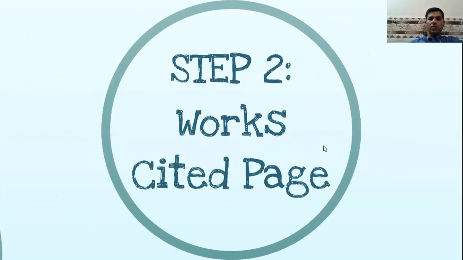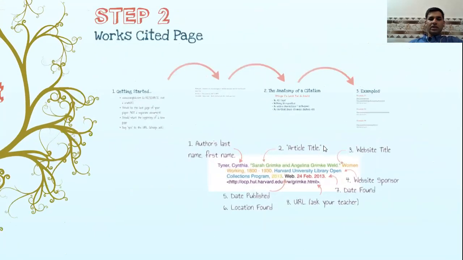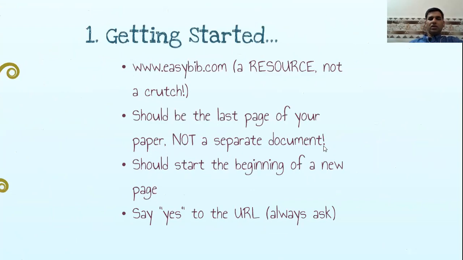All right, step 2, works cited page. There is a very famous website, easybib.com. It's a resource, not a crutch. You can use easybib.com, but don't start depending on it, because otherwise you will stop learning. You will only keep learning provided that you keep practicing, so your practice is very important. The works cited page should be the last page of your paper, not a separate document. It should start at the beginning of a new page.